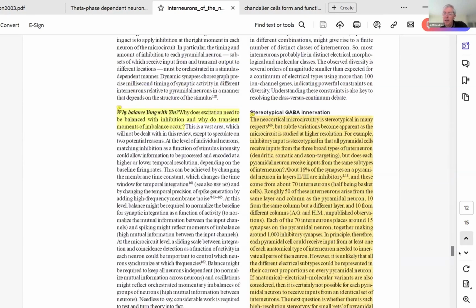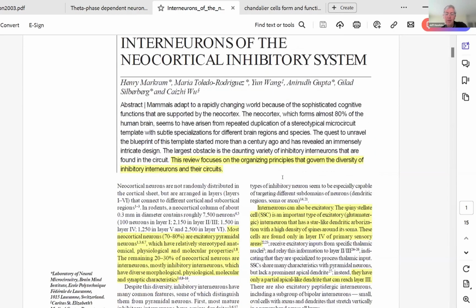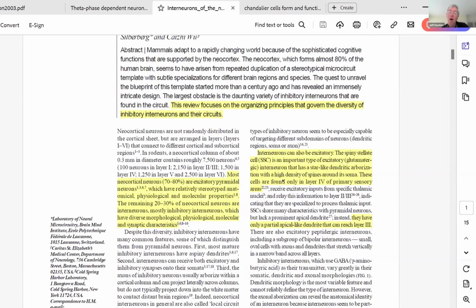All right, so that's my read on this paper. There hasn't been much discussion, but I don't know if you have any thoughts or questions about it.